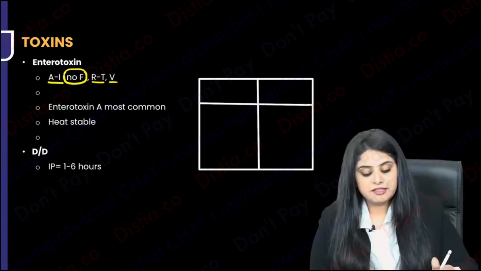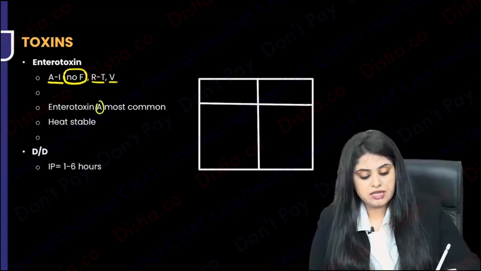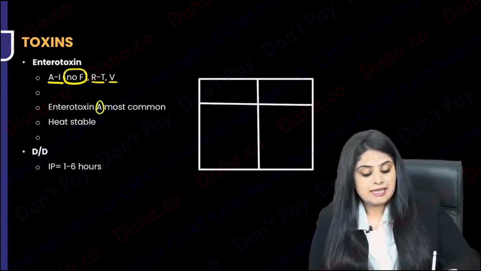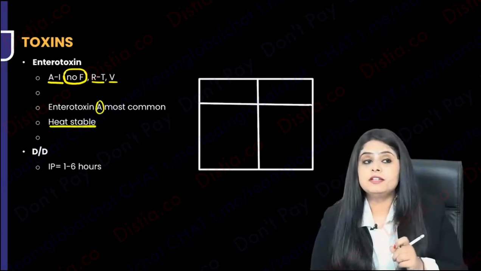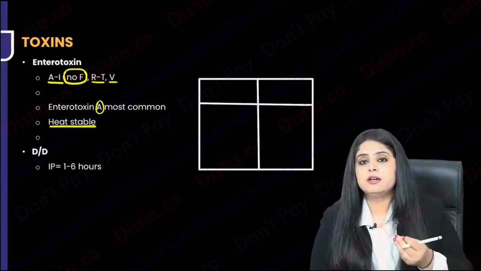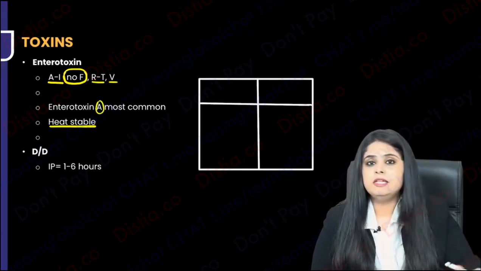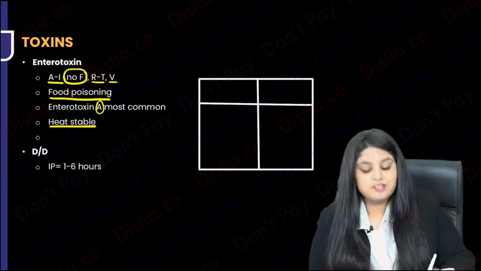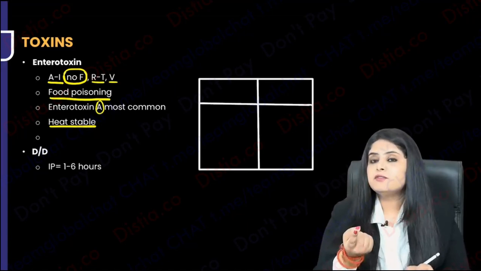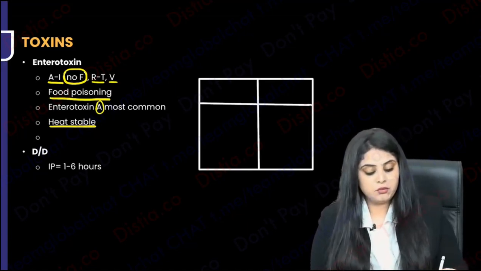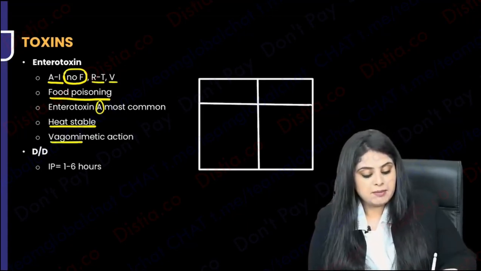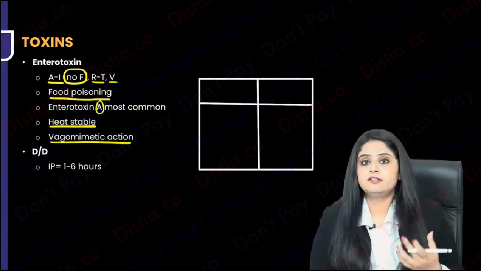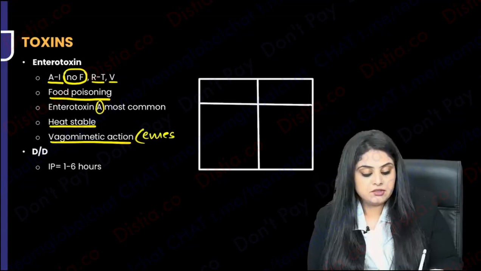Okay. So now what am I saying? A to I, out of which enterotoxin A, of course, comes first, is the most common. And these are heat stable toxins. Heat stable means that even if you are heating food, for example heating milk, or heating some meat or some poultry, even after heating they will survive. That is why even after having hot food, someone can have this food poisoning. Now you'll ask me, ma'am, which kind of food poisoning is it? Is it the vomiting kind or the diarrhea kind? Usually it's vomiting, because this toxin has a vagomimetic action. Vagal stimulation happens, so there is going to be emesis, there is going to be vomiting.